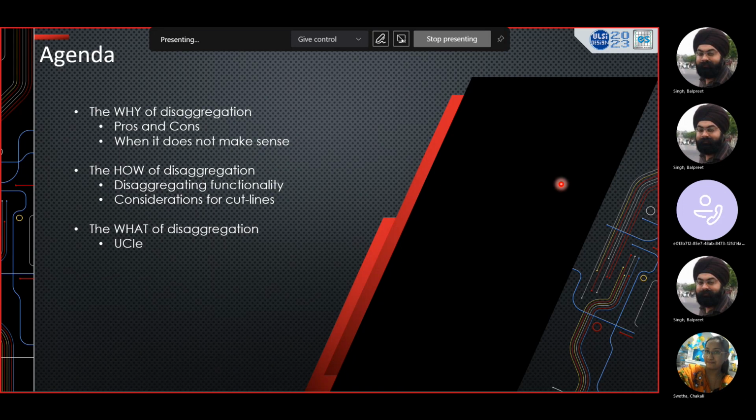I'll also be covering the how of disaggregation, which is where I'll spend most of the time. What is the functionality that you typically want to disaggregate? Where do you make the cut lines? What are the considerations for cut lines? And what are the things that you need to consider when you are disaggregating? What are the flows that you need to take into account? What are the other considerations that we need to think through? And finally, I'll touch upon UCIe, which is a new protocol which was released last year. I'll touch upon a little bit about that. So let's get started.